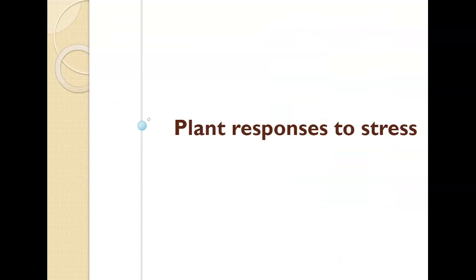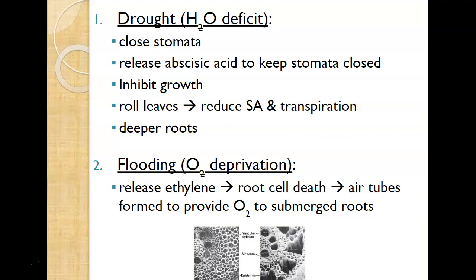And the tail end of this PowerPoint is really plant response to stress. We have talked about this previously, but just thinking about what plants do in response to various stimuli. So these are stress stimuli, like drought conditions. We talked about how there are adaptations to close the stomata. They can slow their growth. They can deepen their roots.